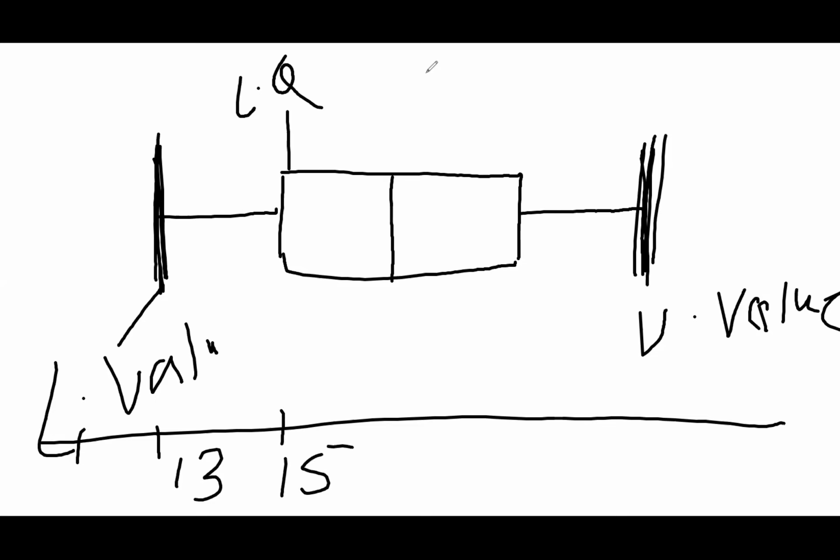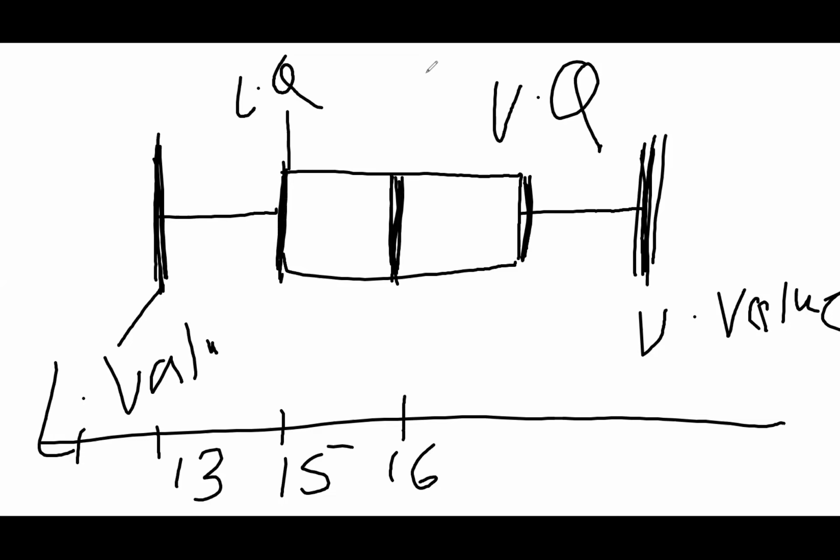So your box will start at the lower quartile, and the box will end at the upper quartile. And this middle line, supposing you have got the median as 16, then on this line here you will draw your median. So as you can see, you need 5 things from your GDC when you put the values. You need 5 things to draw a box and whisker.